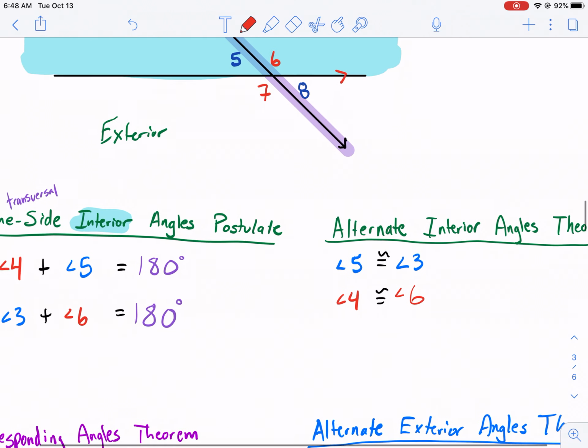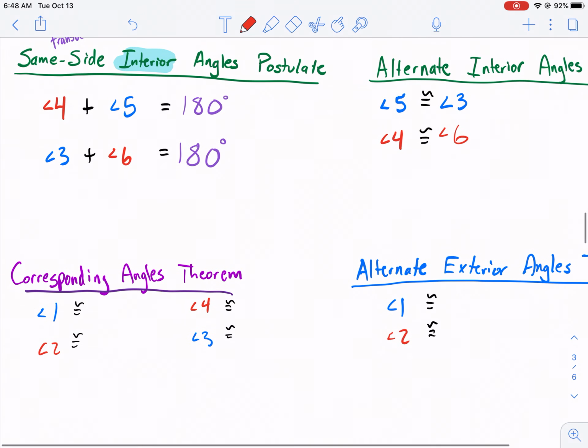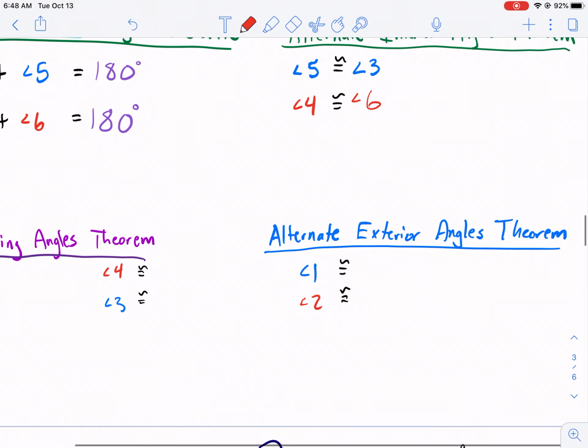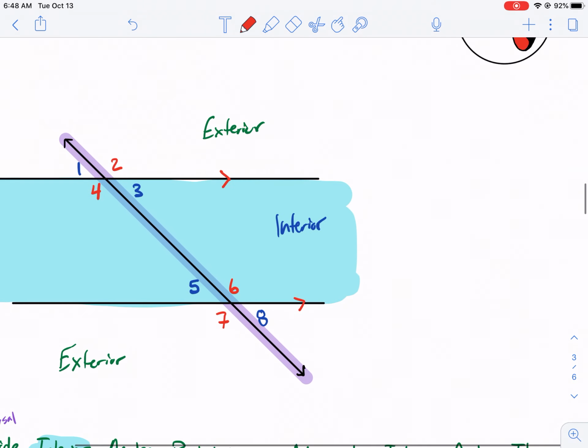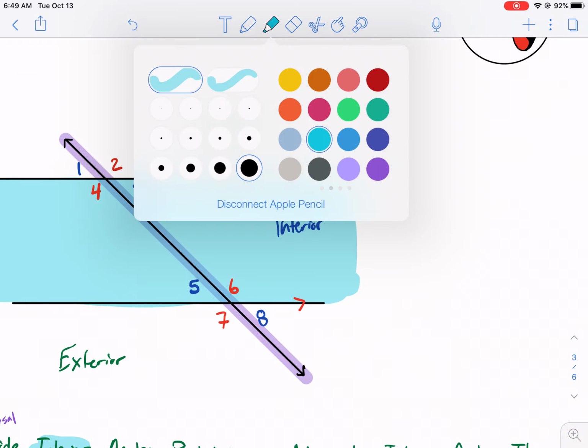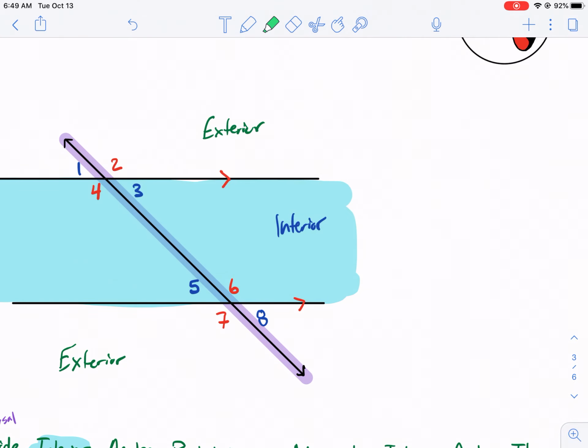So we're done with our interior space. Let's move on to some other space here. I'm going to do alternate exterior angles first. So alternate exterior angles theorem, we're talking about this space over here. So I'm going to go ahead and highlight it. Okay, so we're talking about this space as I unwisely had it off screen.